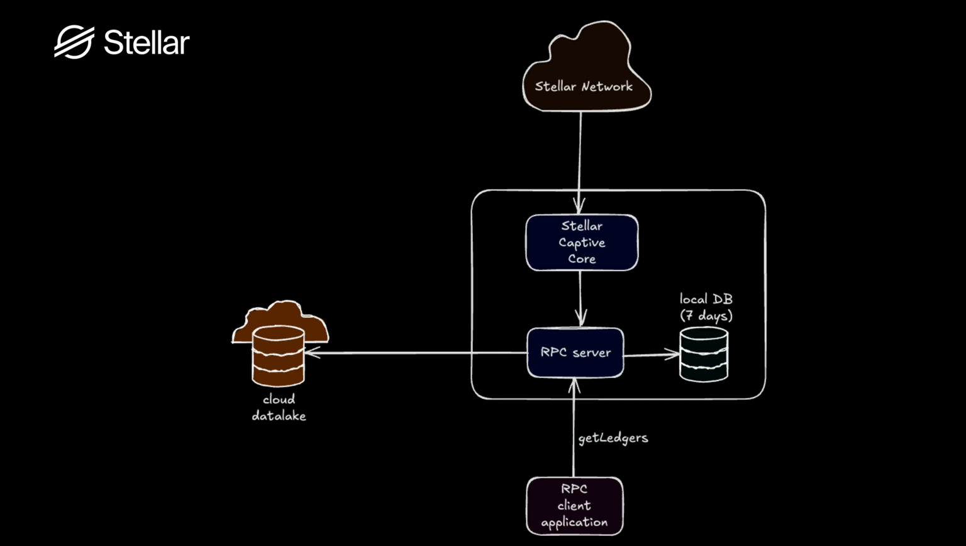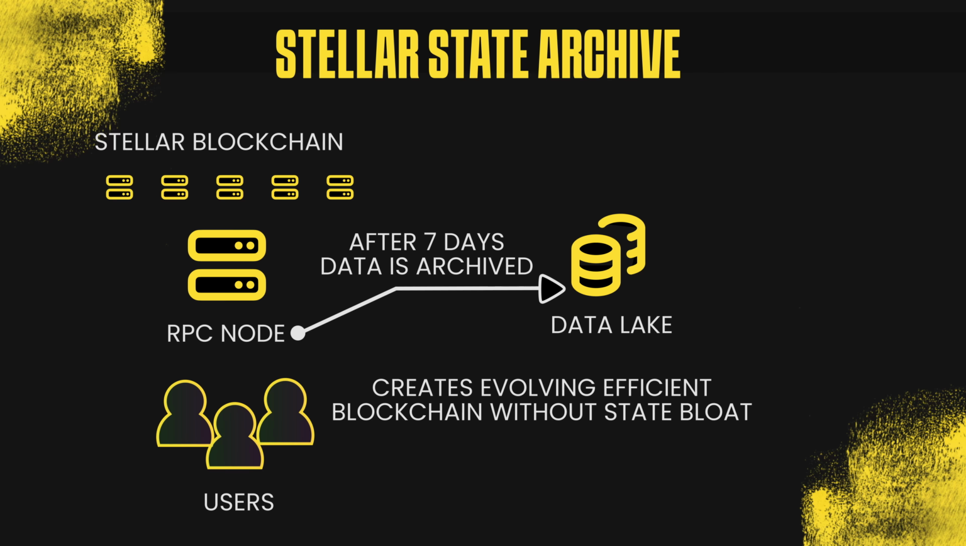Stellar addresses this issue directly. Their RPC nodes archive data that's older than 7 days. So the RPC node itself, which is the node that we connect to when we're interacting with the network, will hold 7 days of the most recent data. And that's almost like a cache system. After 7 days, that data is archived to a public data set, which is stored on a cloud device. So rather than having a static, ever-growing ledger, you're creating an efficient system which is constantly evolving to avoid state bloat.